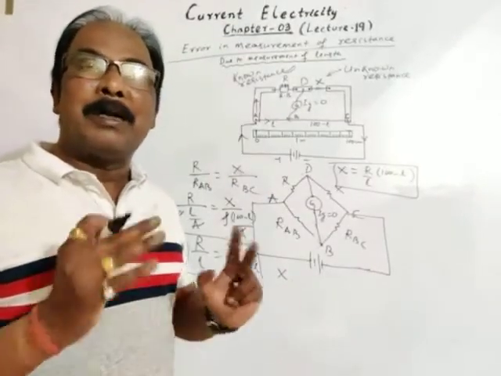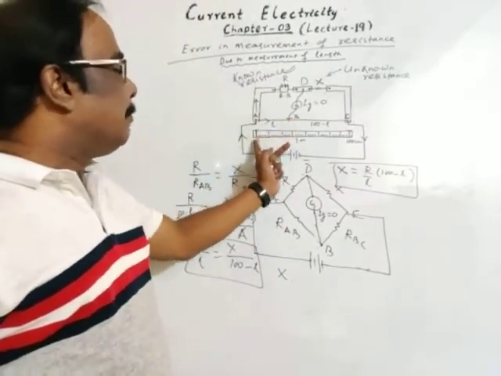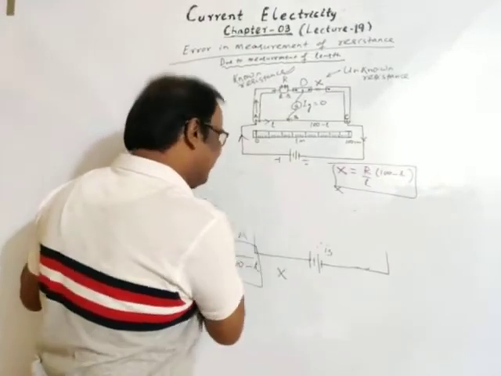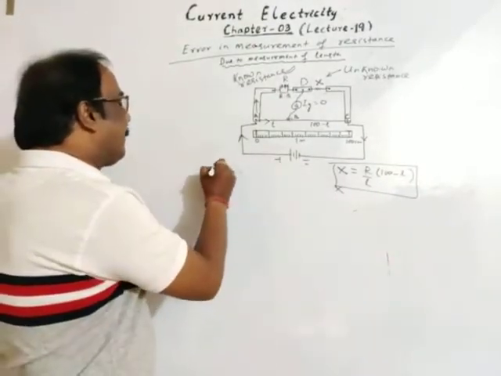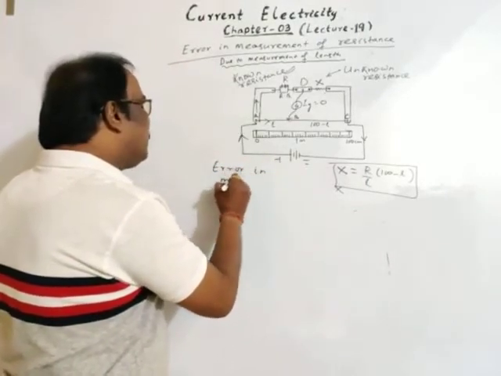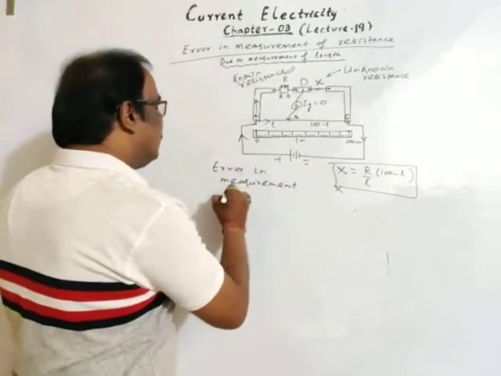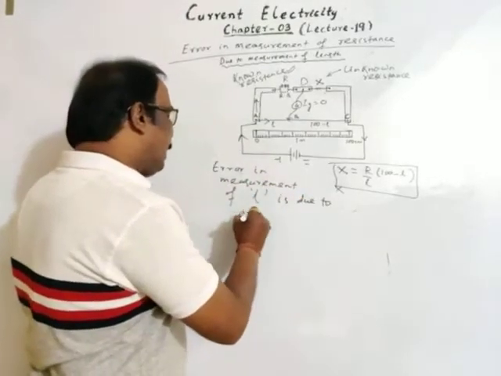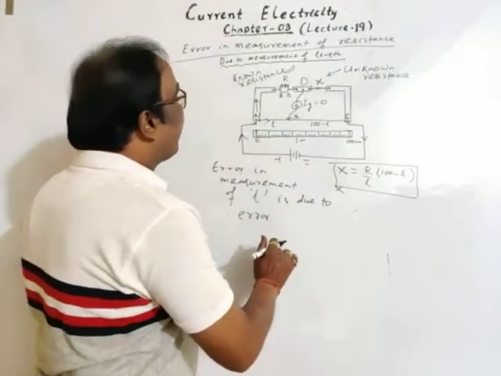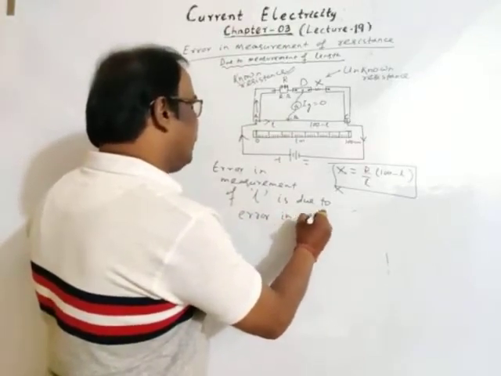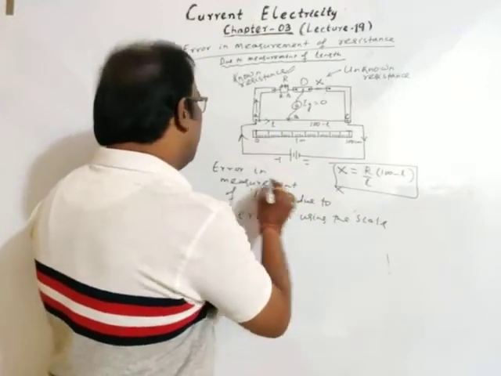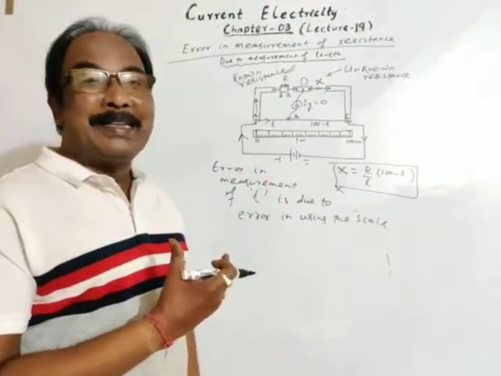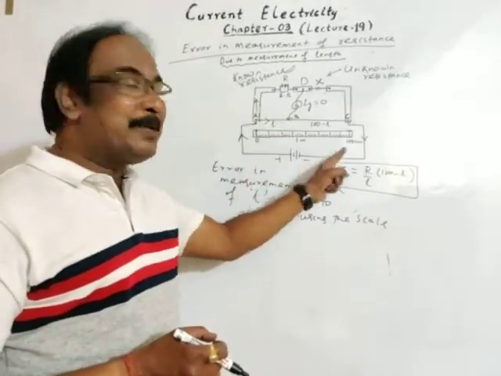But actually what happens? We measure this length by using this measuring scale. So, error due to length. Now I will erase it. Error in measurement of L is due to error in using the scale. So we may commit some error while measuring this length by using a scale.